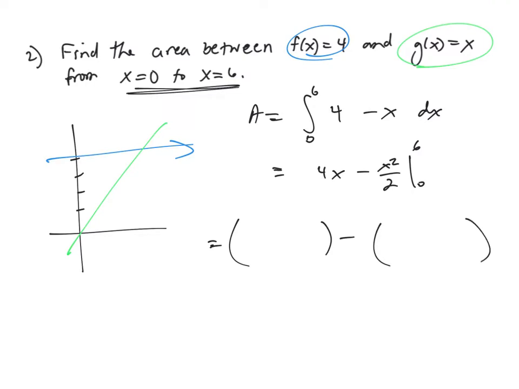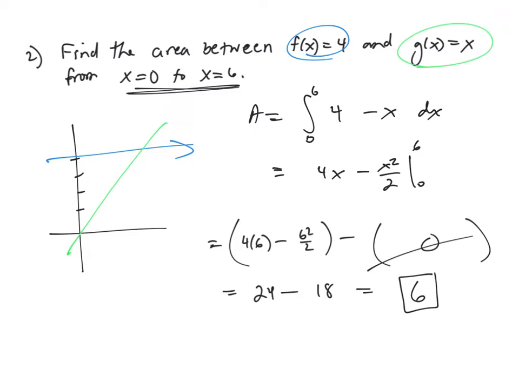Using parentheses because I've got 2 terms to plug in, so I don't want to mess up my signs. 4 times 6 minus 6 squared over 2, minus 4 times 0, and that's going to be 0. So be careful, it's not always going to be 0. In the last one, cosine of 0 was not 0. So it doesn't always go away, but in this case it does, and I get 24 minus 36 divided by 2 is 18, and 24 minus 18 is 6.